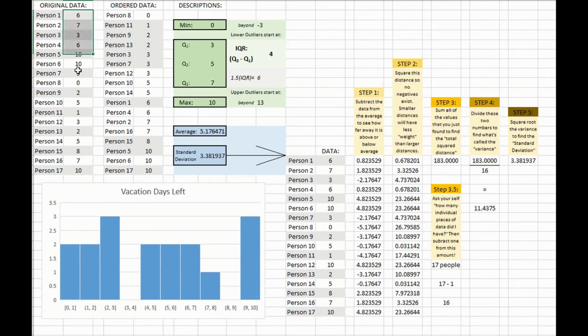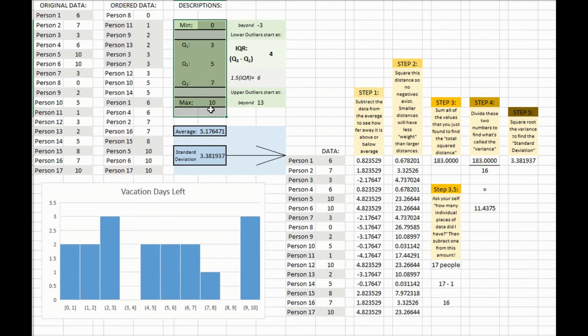So the original list over here is out of order. One of the first things that you need to do if you're going to find the median is put things in order. So I've taken this list, I've copied it over, and then I've just sorted it from small to big. If you don't sort it from small to big, finding the median is not accurate. Now up to the right, you can see I've color-coded some things. These are the different descriptions that you could have about these 17 people.